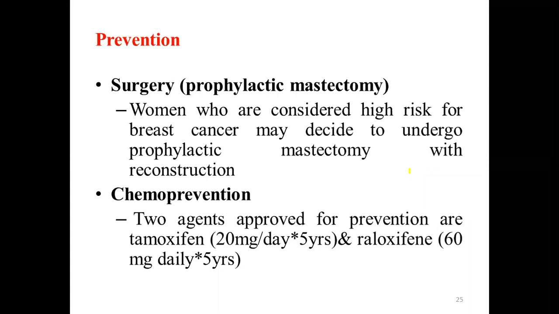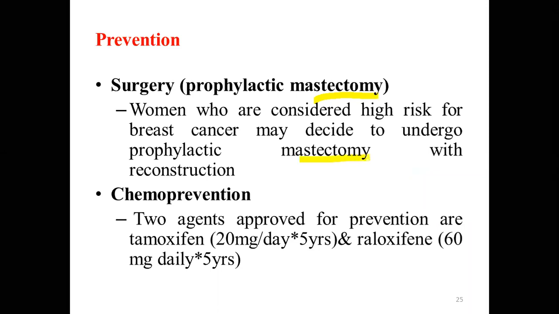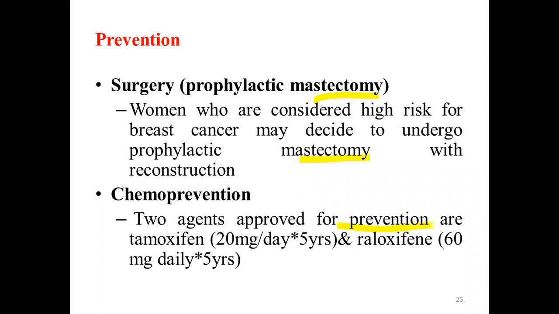They can do prophylactic mastectomy. If the woman is high risk, instead of actually developing the cancer later in her life, and if the woman agrees, they can do prophylactic mastectomy with reconstruction. Otherwise, the two agents approved for prevention are tamoxifen 20 milligram daily for 5 years and raloxifene 60 milligram daily for 5 years. But the problem is, with prolonged use, those classes of drugs can increase the risk of deep vein thrombosis.